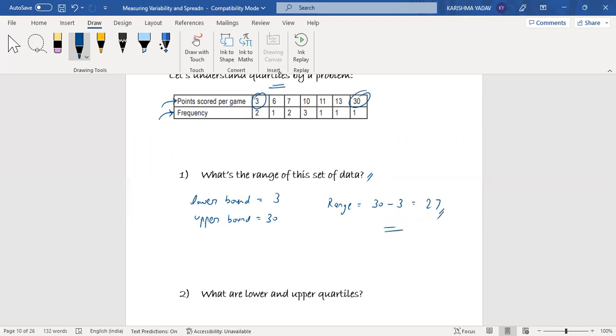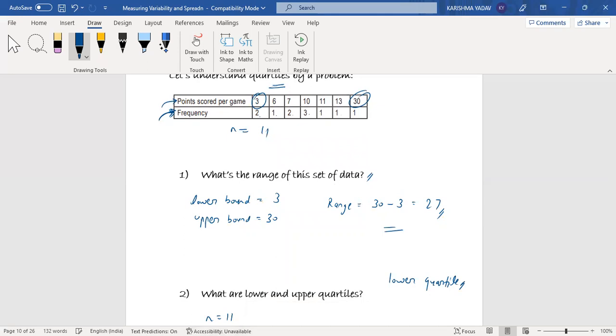The next question asks what the upper and lower quartiles are. Let's start with the lower quartile. We have n. Since we have the frequencies, n will be the sum of the frequencies: 2, 1, 3, 5, that makes 9, 10, 11. So n is equal to 11 here.